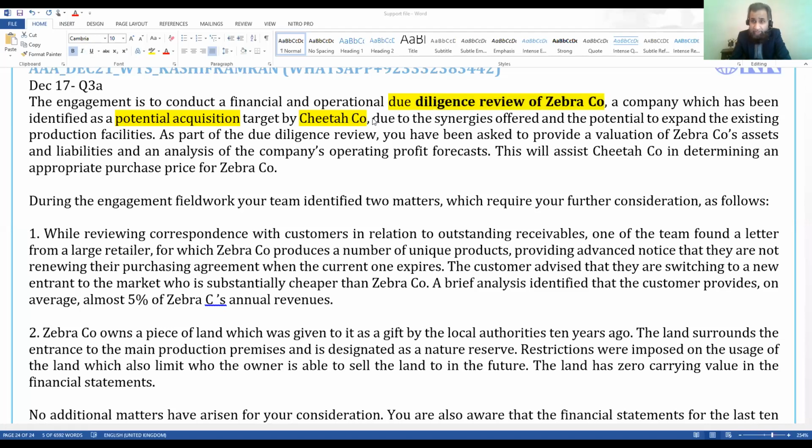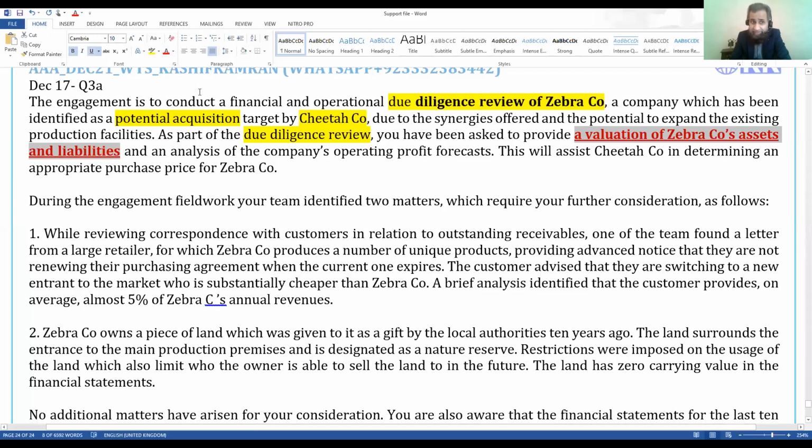And Cheetah wants to acquire Zebra due to the synergies offered and the potential to expand the existing production facility. So that's the reason they want to acquire. Fine. As part of the due diligence review by Leopard, you have been asked to provide a valuation of the Zebra Company assets and liabilities. So the first scope is that you have to perform a valuation of the Zebra Company assets and liabilities. That's what you need to do as Leopard.